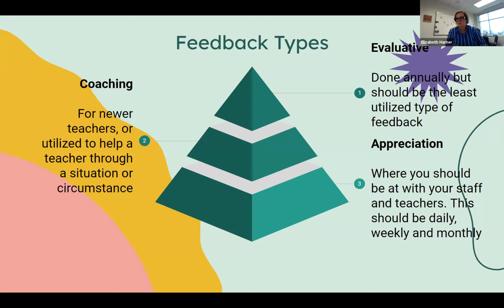Sometimes newer teachers need more of this, but I've found I still have veteran teachers that come to me quite often, and I'm still feeling comfortable enough to coach them. Hopefully they trust me enough to let me coach them. And that needs to be utilized when a teacher is going through a tough situation, or needs help solving a problem.